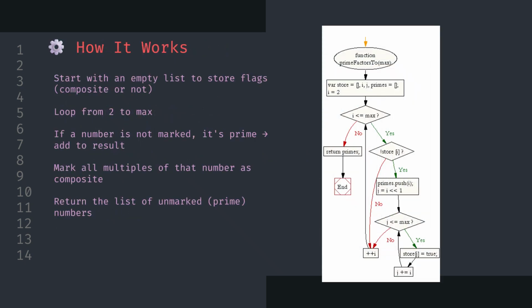Here's what happens step by step. We start from 2, the first prime number. If a number hasn't been marked yet, we mark it as prime. Then we go ahead and mark all of its multiples, so we won't mistakenly count them later. This makes the function really fast, especially for large numbers.